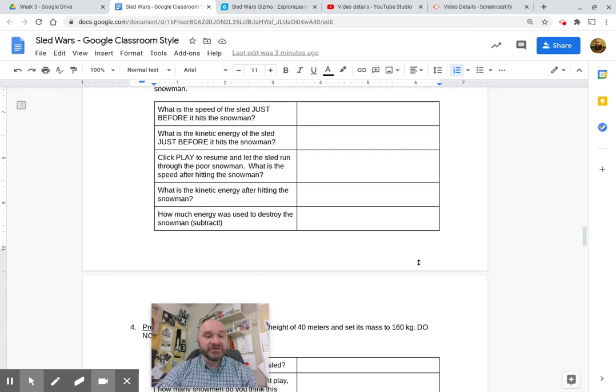All right. So how much energy was used to destroy the snowman? Well, you take your kinetic energy from this question and the kinetic energy from this question, and there's going to be some missing energy. Well, where did it go? It was used to destroy the snowman. And that makes sense because the definition of energy is the ability to cause change. We changed the snowman. That took energy. So we're going to subtract to find out how much energy that took. And that should get us through this part.